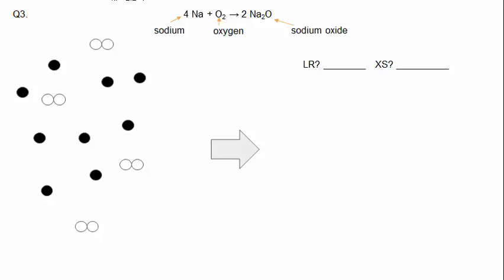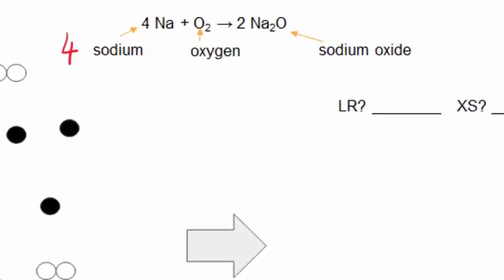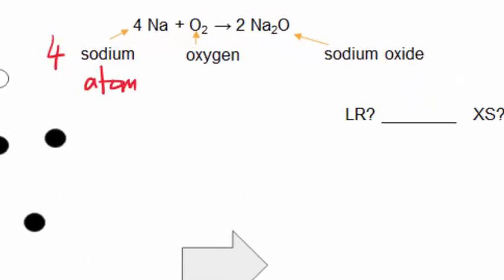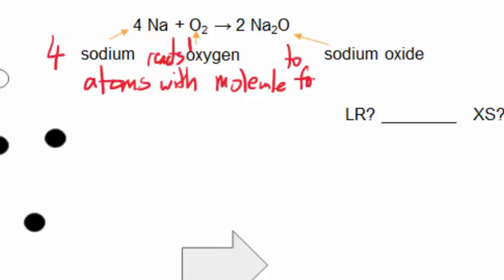Okay, so now that you've had a chance to try it on your own, let's do it here. So you can see here that would be 4 sodium atoms, right? Na is by itself, reacts with 1 oxygen molecule to form 2 sodium oxide compounds.